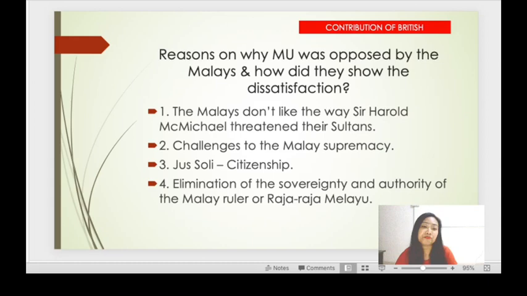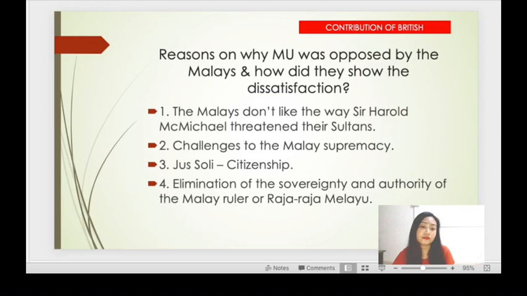And then the second reason, challenges to Malay supremacy. The Malay community worried that Malay civilization might be eroded if MU is practiced. This may threaten the system of monarchy, the Malay language and the position of Jawi script, in which these three will not be practiced or not in use anymore in the future. So these situations challenge Malay supremacy. Thus, the Malays were concerned that they might lose their identity.